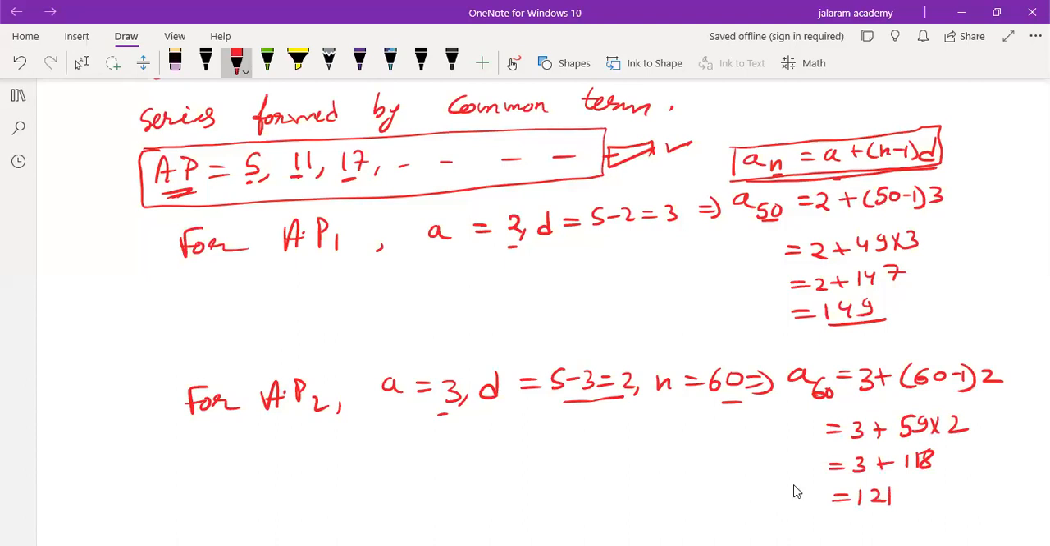It means the identical terms must be less than 121. So what do you conclude? If it is less than 149 as well as less than 121, what do you conclude?